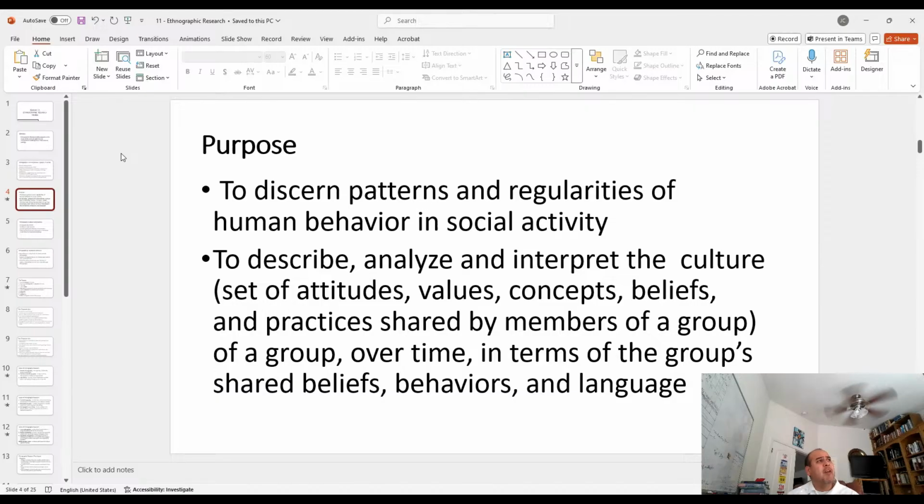The purpose is to discern patterns and regularities of human behavior and social activity. Again, only when you observe, and observe over time, are you going to be able to find those patterns and those regularities or irregularities in human behavior.